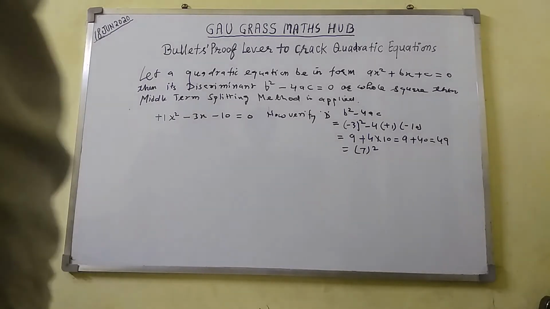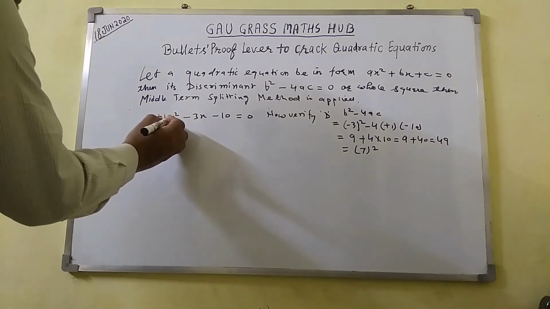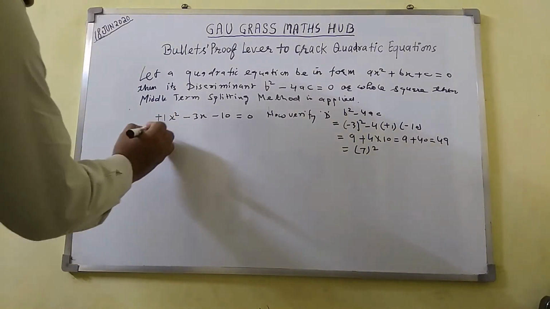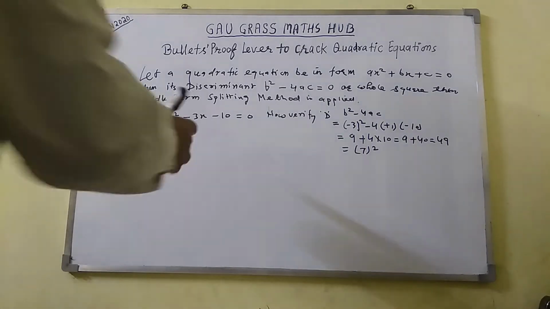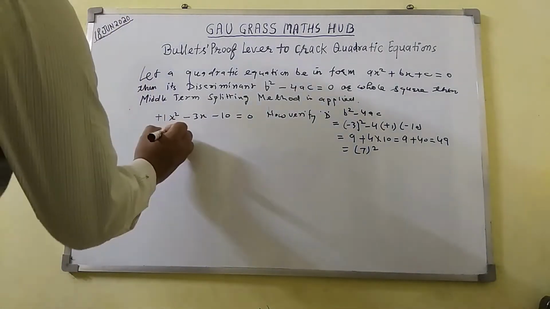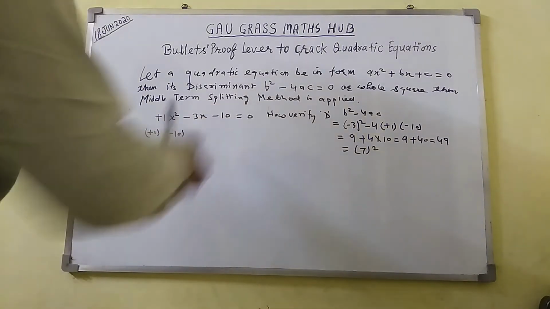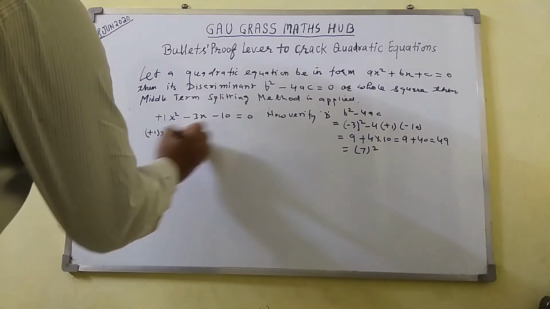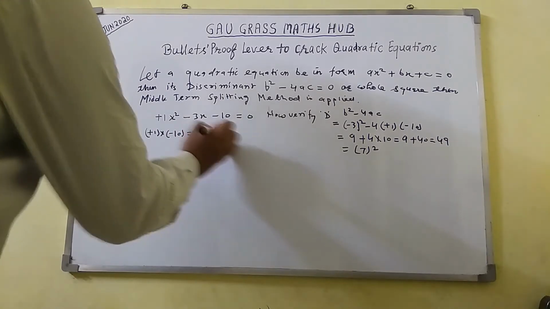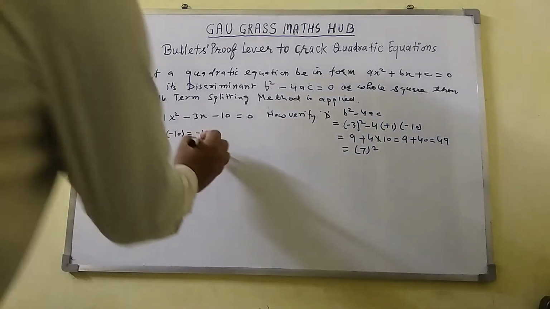What will we do in this case? Here you take the coefficient of x square, plus 1. Write here plus 1, and thereafter in another bracket write the constant, plus 10, as you can see the constant is minus 10. Both will be multiplied, and this will become minus 10. Now just below minus 10, write here minus 3.